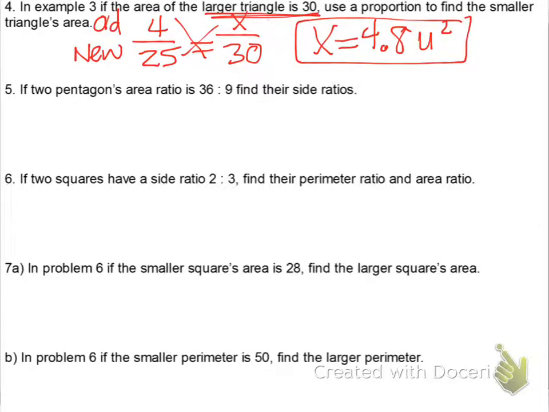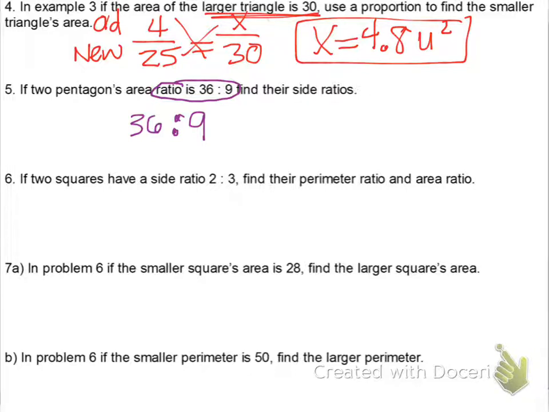Okay, number 5. If two pentagons' area ratio, now notice here they're giving us the ratio, is 36 to 9, then find their side ratios. So 36 to 9. Think about how that area ratio was made. That area ratio was made by squaring the side ratios.